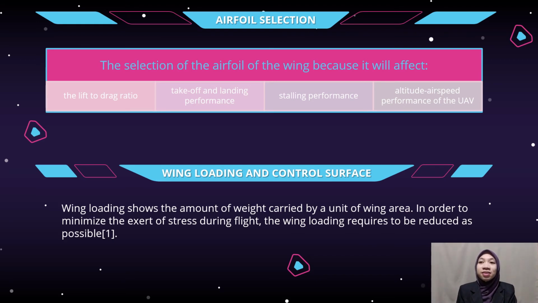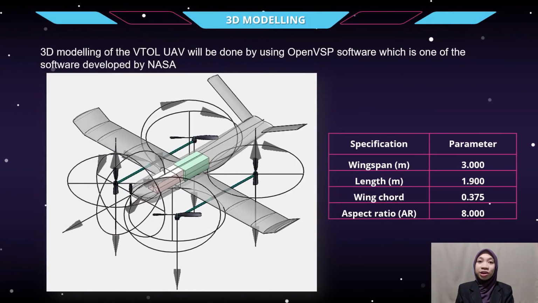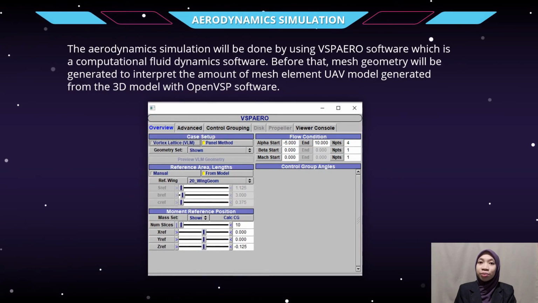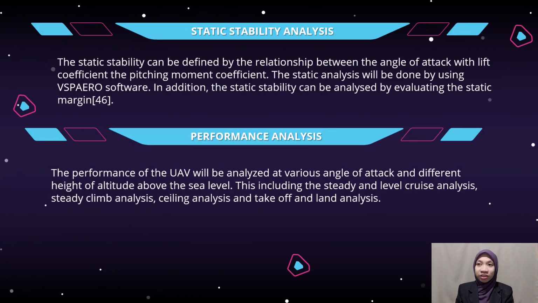The next step, the sizing of the wing loading and the control surface will be done. Wing loading shows the amount of weight carried by a unit of wing area. In order to minimize the stress exerted during flight, the wing loading needs to be reduced as much as possible. After that, 3D modeling will be done by using OpenVSP software. After 3D modeling is done, the aerodynamic simulation will be done by using VSP Aero software with the panel method. After aerodynamic simulation, the static stability analysis will be done.